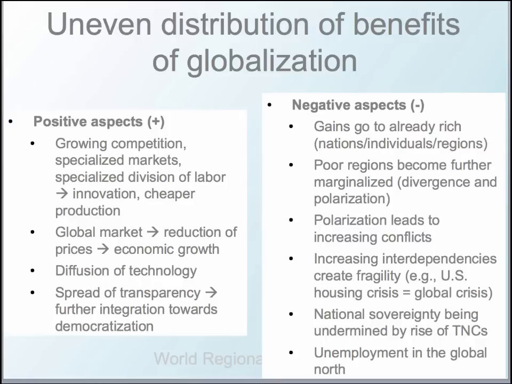And I'd just like to end with a balanced approach to globalization. These two tables look at some of the positive aspects and also some of the negative aspects of globalization. So in the plus column, there are arguments that it's providing growing competition, more specialization in markets, more efficient division of labor internationally, and that this is leading to innovation and cheaper production. So this is why you can get a quality, inexpensive television that was made in China. With a global market, this pushes prices down and overall increases economic growth.